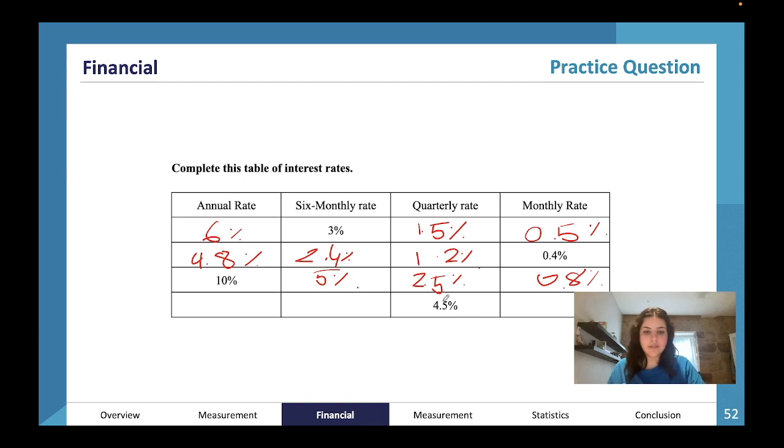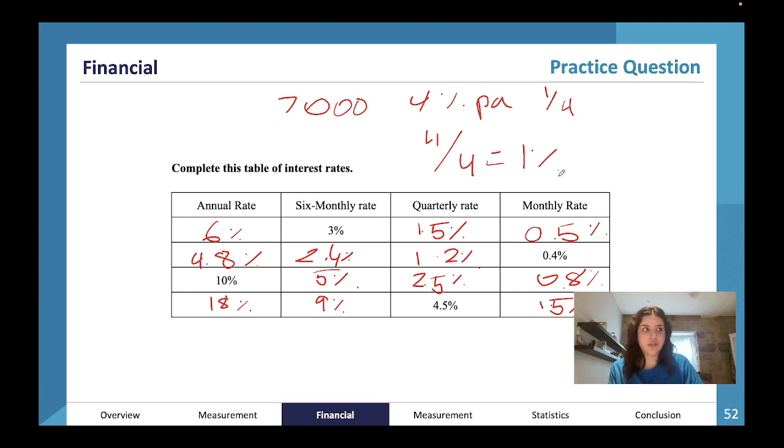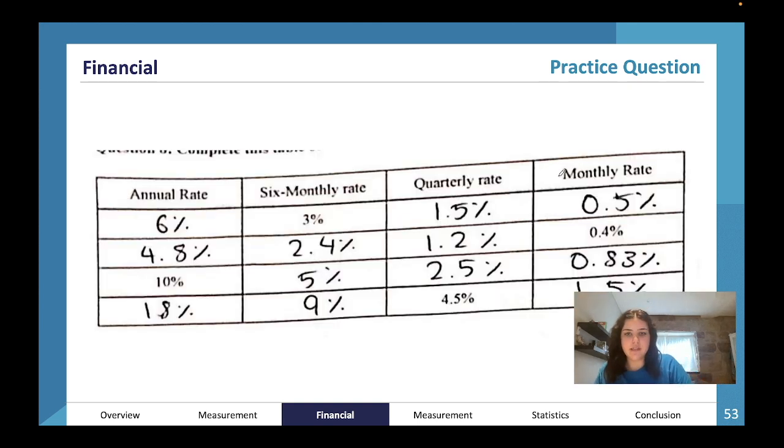Last one, if the quarterly rate is 4.5%, 4.5 times 4 quarters is going to be 18%. Half that for our 6 monthly rate, and then 18 divided by 12 is going to give us our monthly rate. This is really, really important stuff to understand because so many of your questions will give you $7,000, 4% per annum, compounded quarterly. You need to break that 4% down into 4 quarters to get that 1% interest rate. If you don't make these changes when you practice these questions, you will not get the question right. We've got all of our answers there as well.